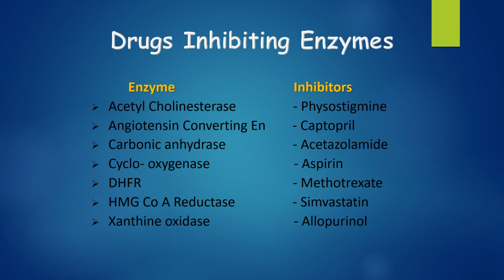Then DHFR, in folic acid metabolism, is inhibited by the drug methotrexate. HMG-CoA reductase is inhibited by simvastatin, so the statin drugs act on our cholesterol pathway. Xanthine oxidase, in the metabolism of purines, is inhibited by allopurinol. There are so many enzymes in our body which are inhibited by different groups of drugs. These enzymes are specific and the drugs are also specific.